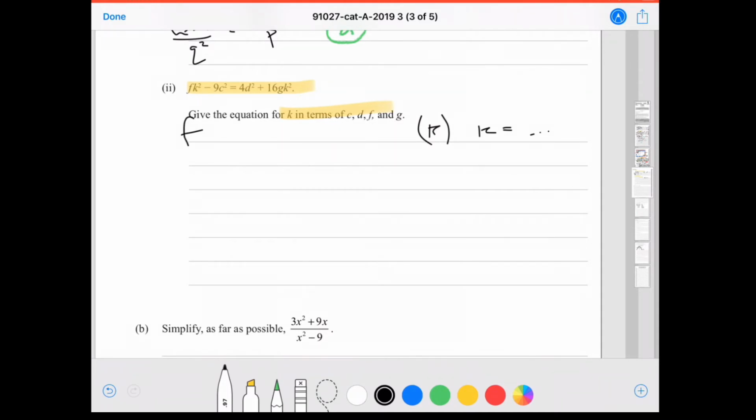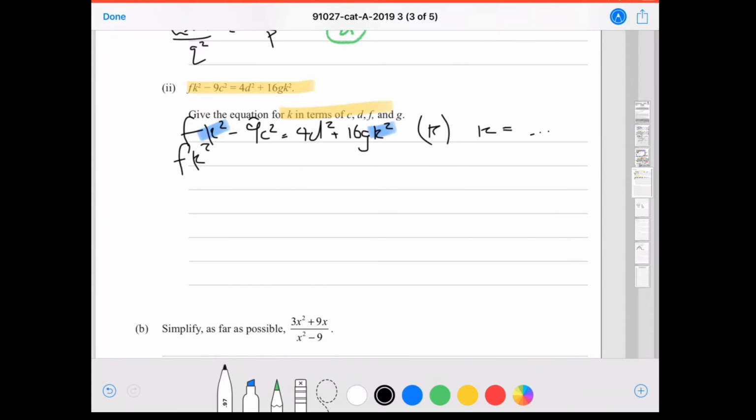So the first thing we do is write out our equation. 9c squared equals 4d squared plus 16gk squared. Okay, and we're wanting to get k on its own. So we know we're probably going to have to factorize because k appears twice in this equation. You've got fk squared and 16gk squared. So let's bring all the k's to one side and see what happens.